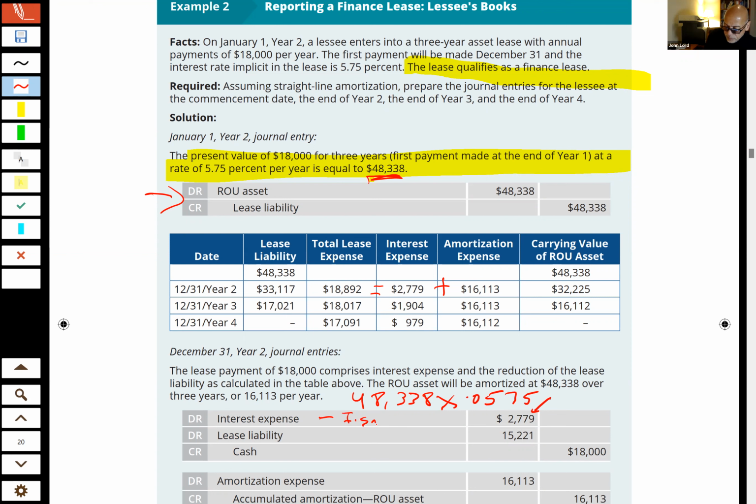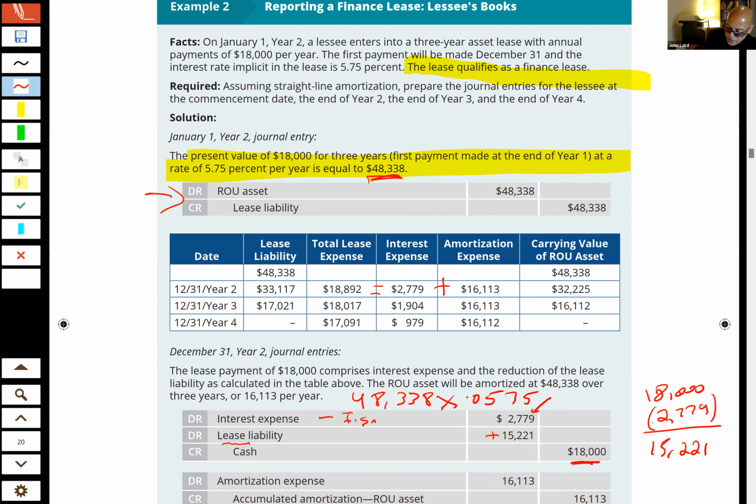I'm paying what? 18,000. So I'm going to debit the lease liability by this 15,221. That's the difference between the 18,000 and the 2,779. So that's where I got the 15,221.